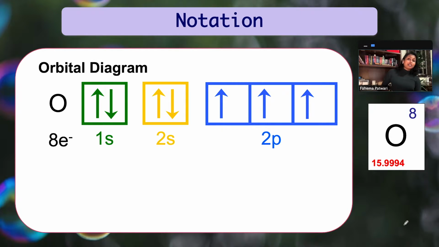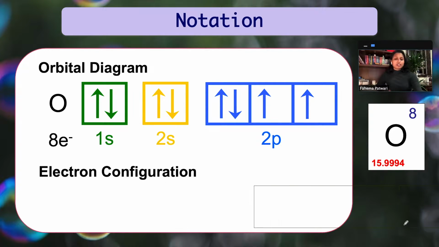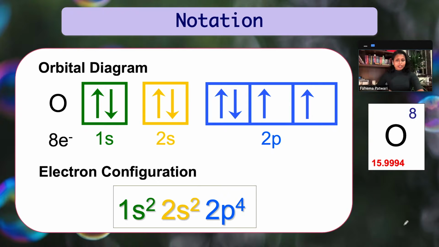But you might also be asked for an electron configuration, which requires the same exact knowledge from you, but you just have to answer the question a little bit differently. So instead of drawing out boxes and arrows, you're writing the configuration, you're writing the orbitals, you're writing how many electrons go in there. So same concepts, but two different ways of answering it.